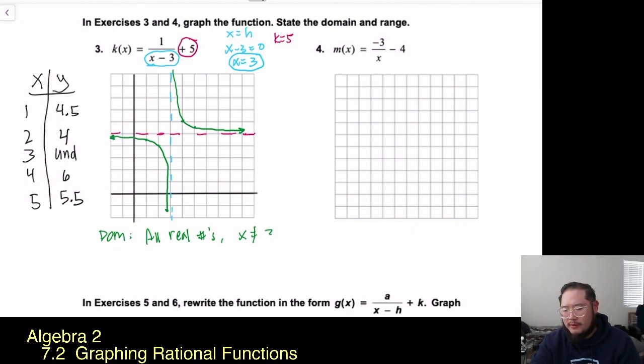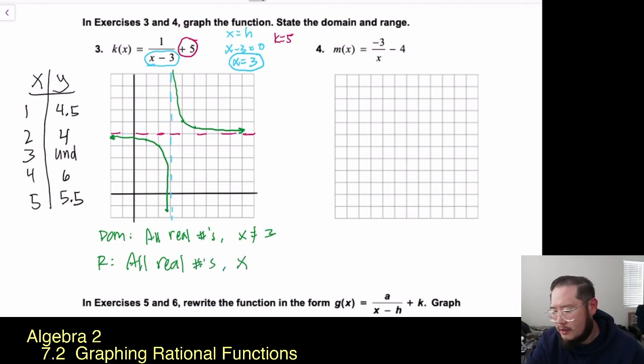Let's take a look next at our range. The same thing with the range. I can go up and down, so that means it's all real. All real numbers except this time right here, y cannot equal 5. And there's our domain and range. All right. Pretty good, right? Pretty easy, as long as you can figure out what your x and y are supposed to be, or h and k, and then it's pretty much straightforward from the equation.